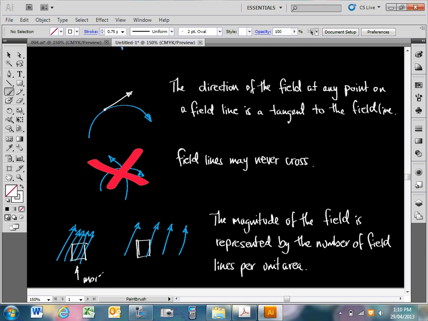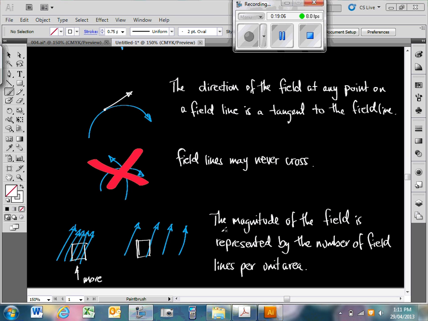Just to be sure. I'm not being sarcastic. Very good. Let's have a look at a diagram of some field lines. I'll let some people finish.